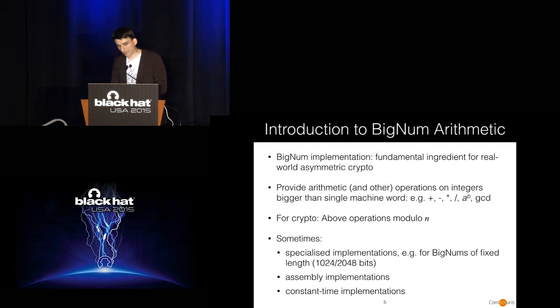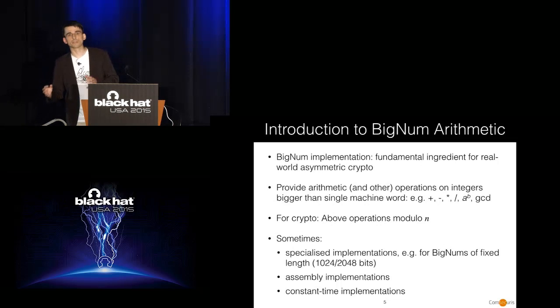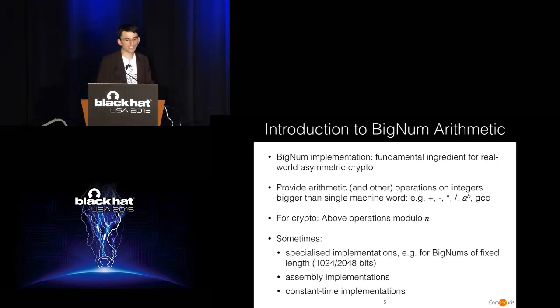So sometimes you have specialized implementations, for instance, for BigNums of a fixed size. So like specialized implementations for 1024-bit or 2048-bit, or sometimes even 512, like if it's a little bit old school, are common. Then you have assembly implementations, highly specialized assembly implementations. So you have people who try to squeeze the last 1% out of this processor that now supports AVX2.